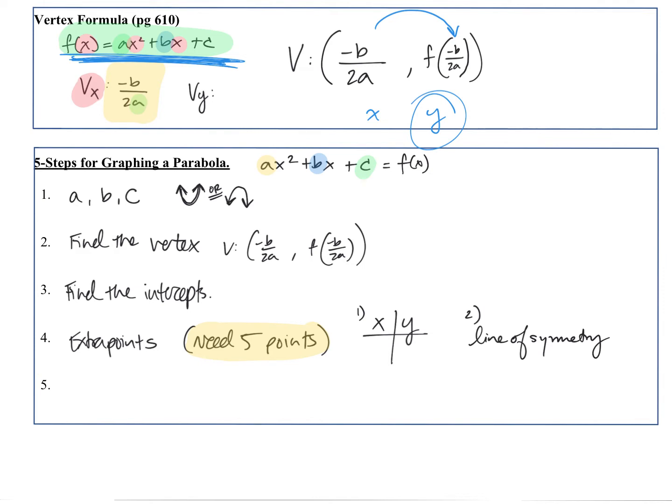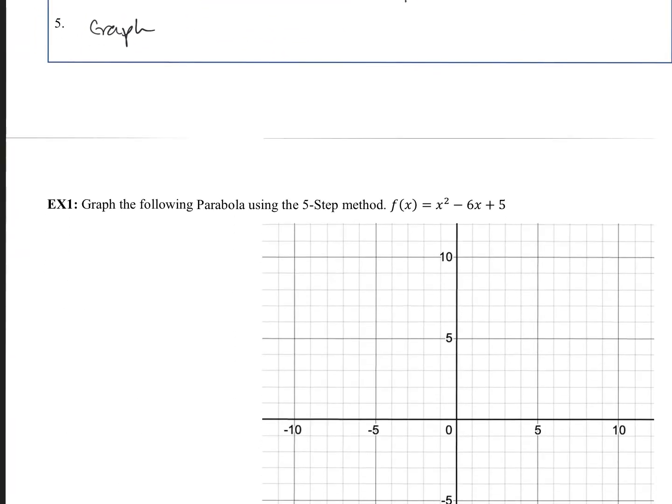And the last step is your graph. However, most of the time, it's easier to put all of these values in as you go along and just complete your graph at the end. Alright, so those are the steps. Let's take a look at using them.